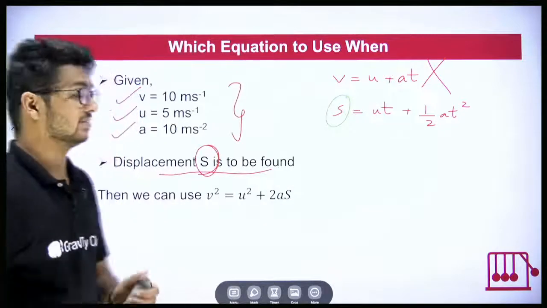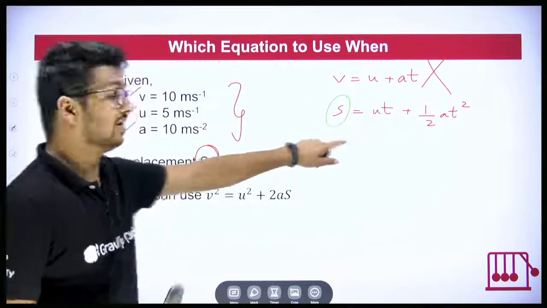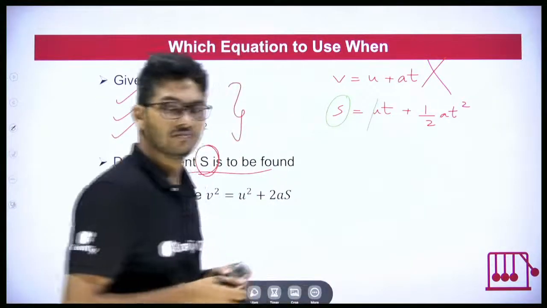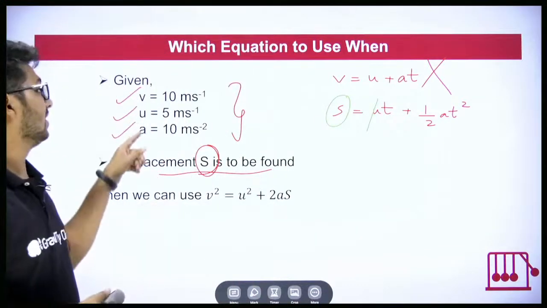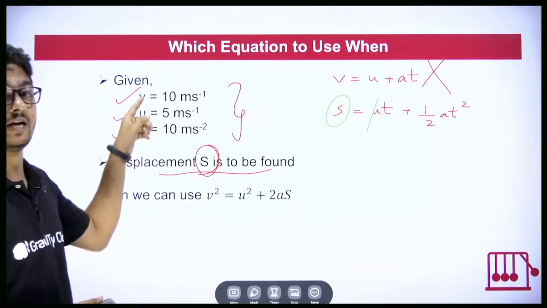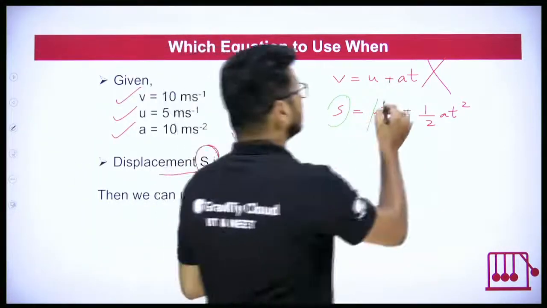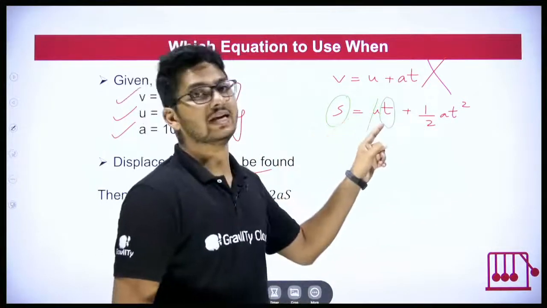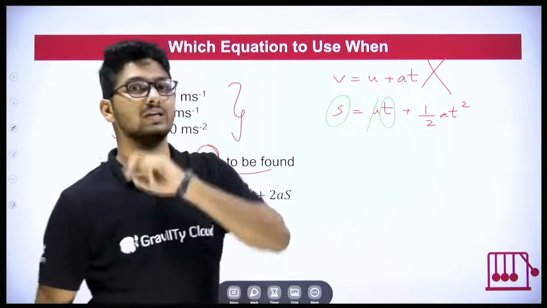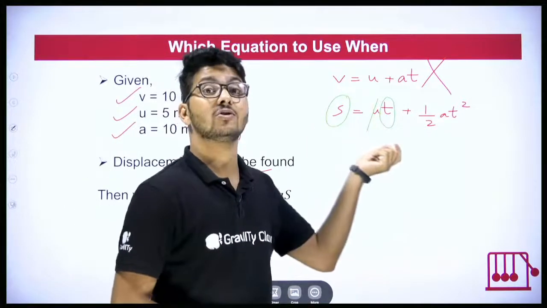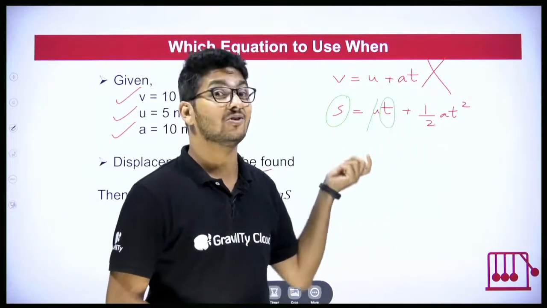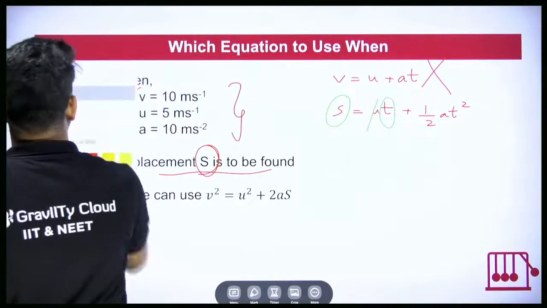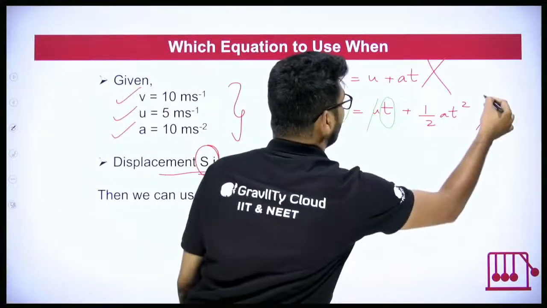Now look at the other things. Do you have U in the given information? U is there. Good enough. Do you have time in the given information? No. So time is also not there. So what I do is I circle when I don't know them. You don't know S, you don't know T. So when there are two things that you don't know, you cannot use this equation also.